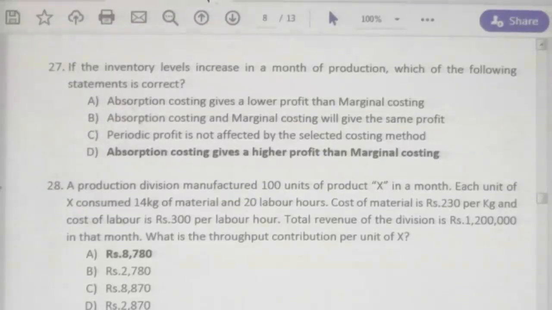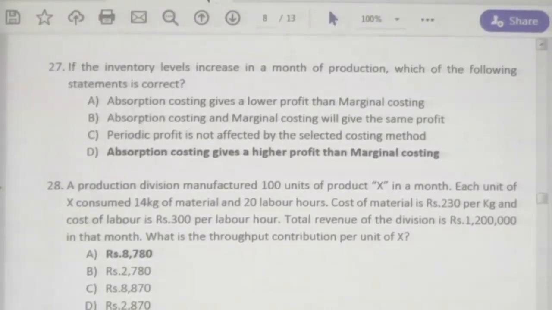If the inventory levels increase in the month of production, which of the following statements is correct? If the inventory level increases, right? When inventory level increases, cost of the inventory also will increase, right? Let's see. A, absorption costing gives lower profit. No, when inventory level increases, cost of closing inventory will increase. When cost of closing inventory increases, cost of sale will decrease and gross profit will increase and net profit will increase. Therefore profit cannot be lower.